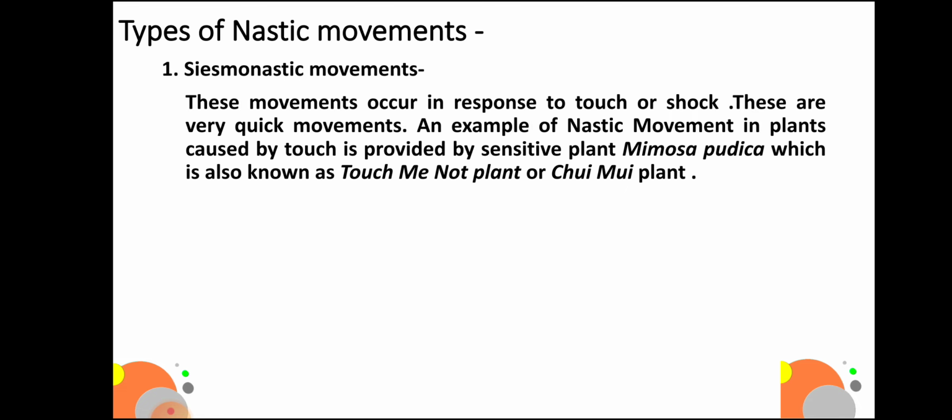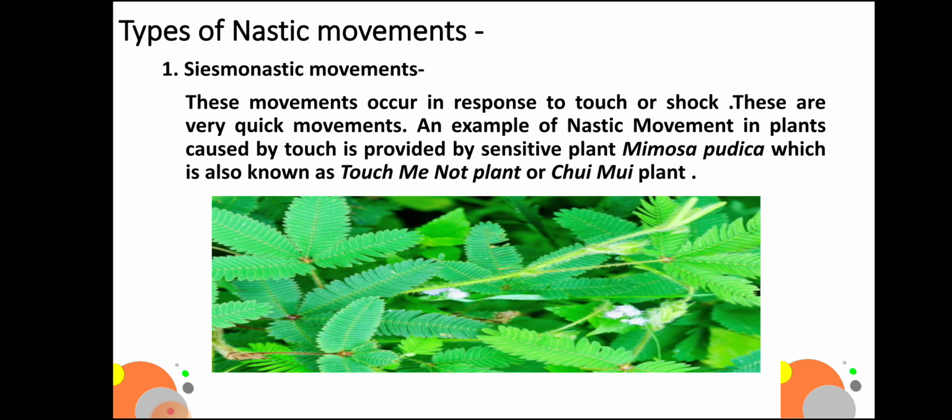Now, types of nastic movements. The first type of nastic movement is seismonastic movements. These movements occur in response to touch or shock. These are very quick movements. An example of nastic movement in plant caused by touch is provided by the sensitive plant Mimosa pudica, which is also known as touch me not plant or chew me plant.